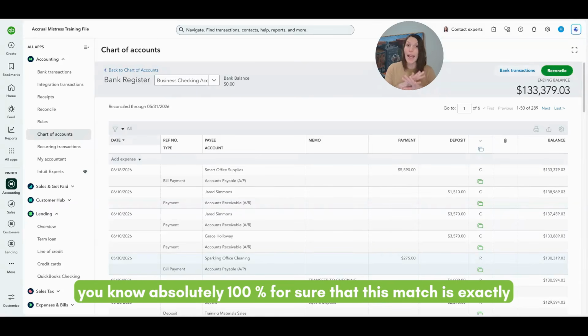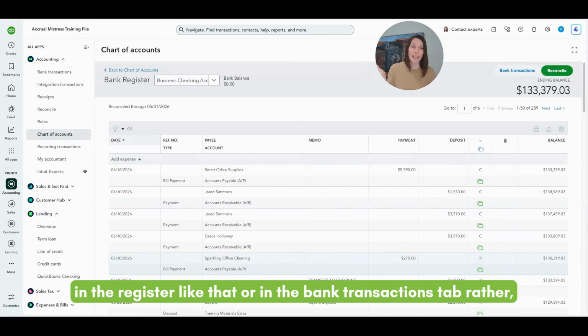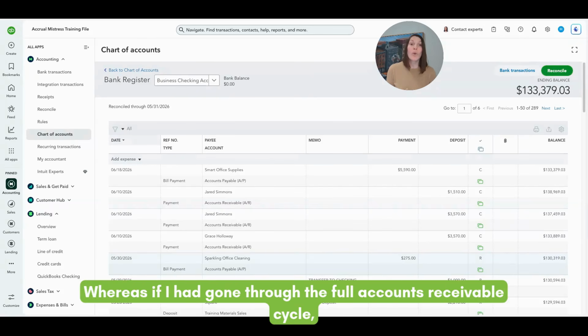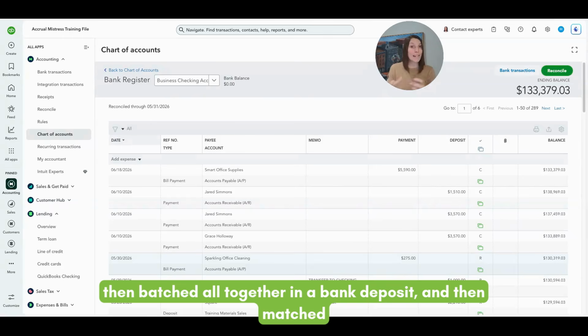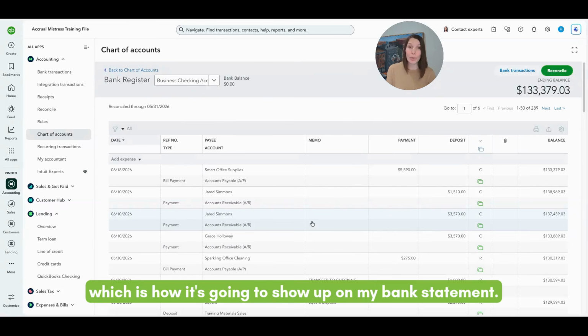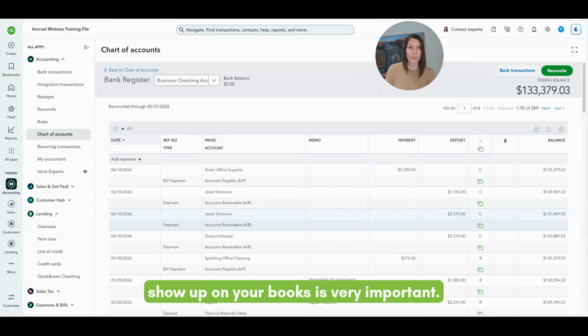So if you know absolutely 100% for sure that this match is exactly as it should be, you can by all means just match in the register like that, or in the bank transactions tab rather. But know that that is going to split this transaction up on your bank register. Whereas if I had gone through the full accounts receivable cycle, received the payment against the open invoices, then batched it all together in a bank deposit, and then matched the bank deposit, this would show up as a single line item, which is how it's going to show up on my bank statement. So understanding that and understanding the differences in how things will ultimately show up on your books is very important.